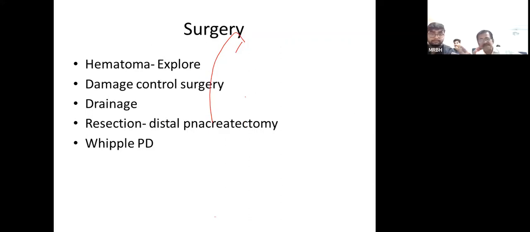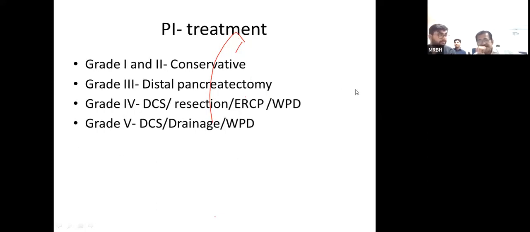Okay, so we have discussed that damage control surgery is the most important if the patient is hemodynamically unstable. Next. So pancreatic injury treatment again is the same. Grade 1 and grade 2 should be conservative. Grade 3, with ductal disruption at the neck, should be a distal pancreatectomy, spleen conserving. Grade 4 is damage control surgery followed by resection. Some patients may be helped by ERCP, or in a life-threatening situation, you have to consider Whipple's procedure. Next.